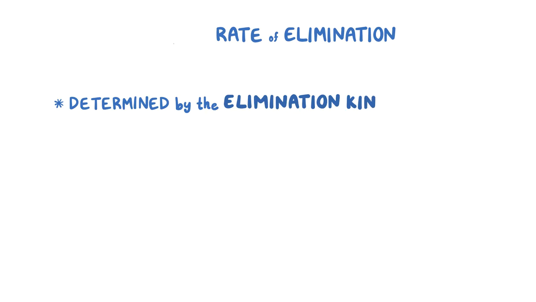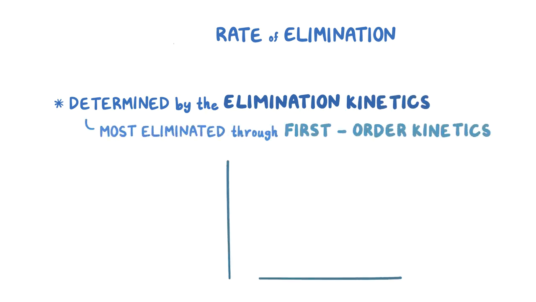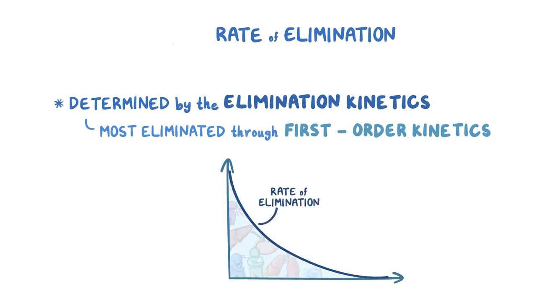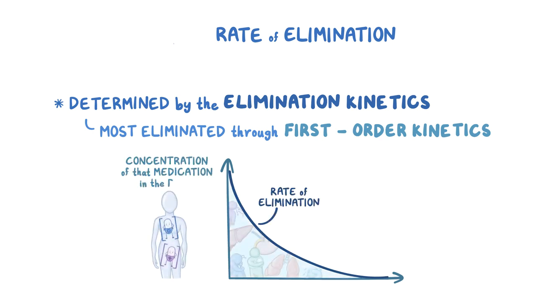Alright, the rate of elimination is determined by the elimination kinetics. Most medications are eliminated through first-order kinetics. What this means is that the rate of elimination is directly proportional to the concentration of that medication in the body. In other words, the absolute amount, or milligrams eliminated per unit of time, may change, but the fraction eliminated always remains the same.